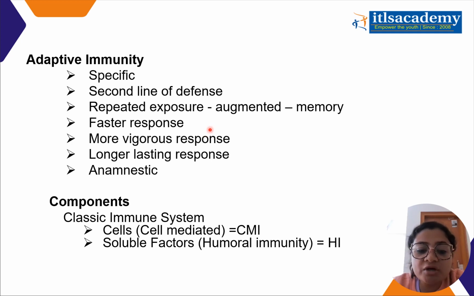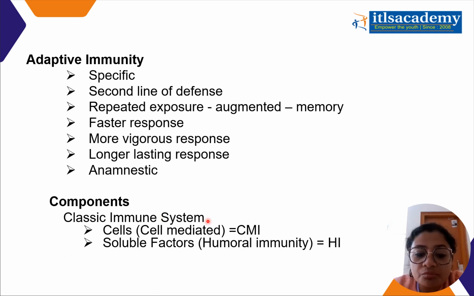It also has a faster response, a more vigorous response, meaning a stronger and bolder response, and also a long lasting response, obviously, because the memory cells are there, which was also not there in case of innate immunity. And it is also anamnestic. Anamnestic means it is the type of immune system which is helpful in the process of vaccine production, because the entire concept of vaccine production is based on adaptive immunity. So hence it's an anamnestic response also.